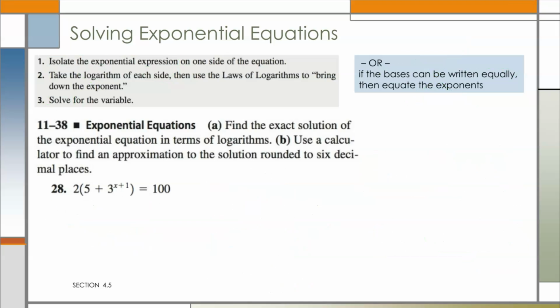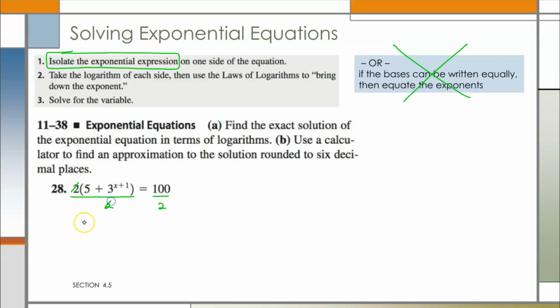Find the exact solution and use a calculator for the approximate solution to 6 decimal places. Okay, so again, we look at our exponential. Are we going to get both sides to be a base 3? Not likely. So we're going to cross that method out. We start first by isolating our exponential expression. Okay, so let's divide by 2 on both sides.